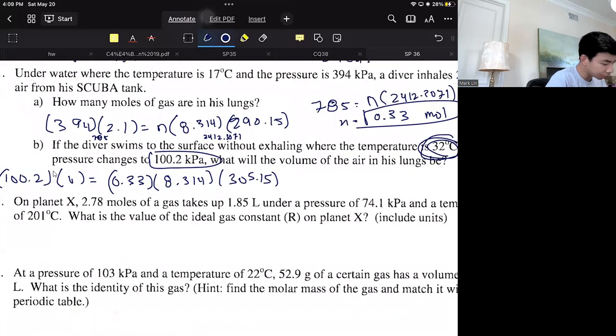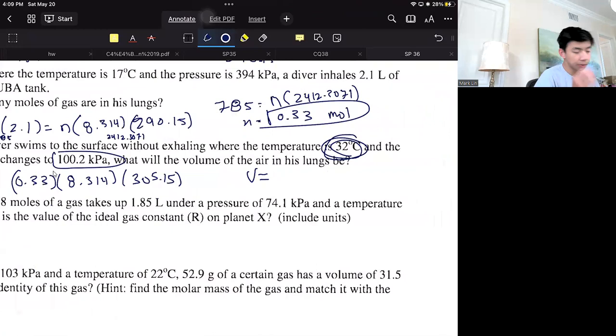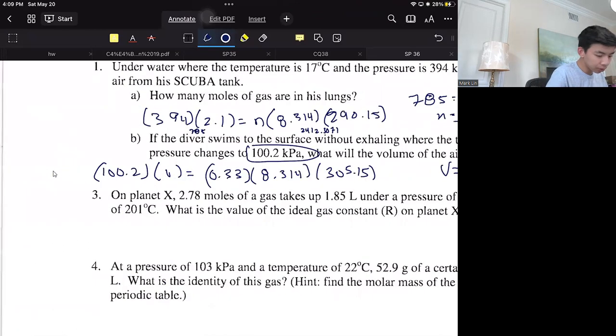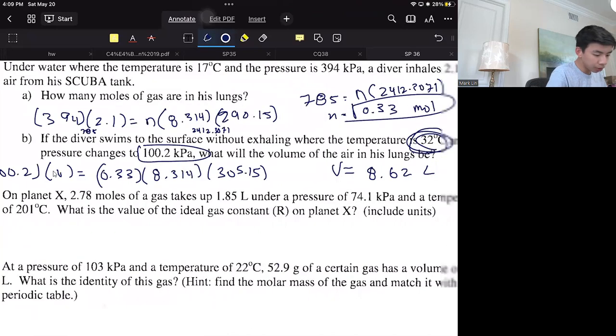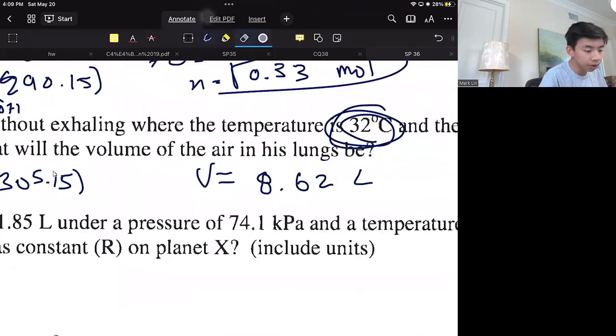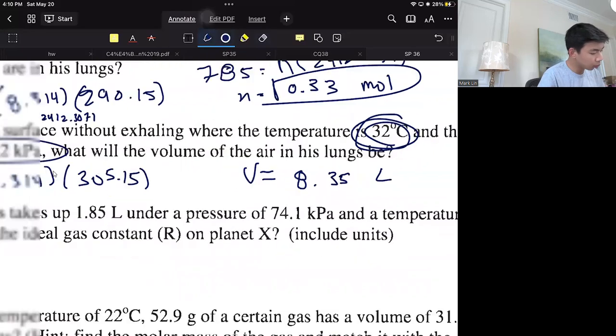So we just plug and chug, 0.33 times 8.314 times 305.15 divided by 100.2. And so if you just plug and chug, you're going to get 8.355 liters. Okay, cool.